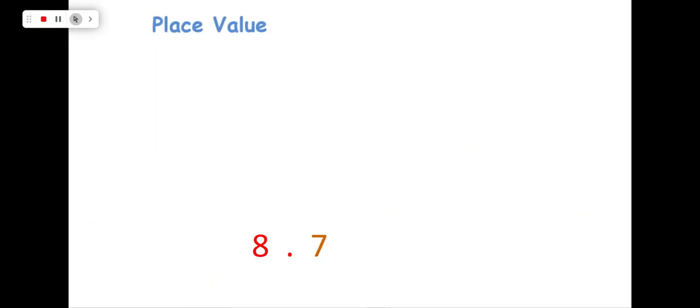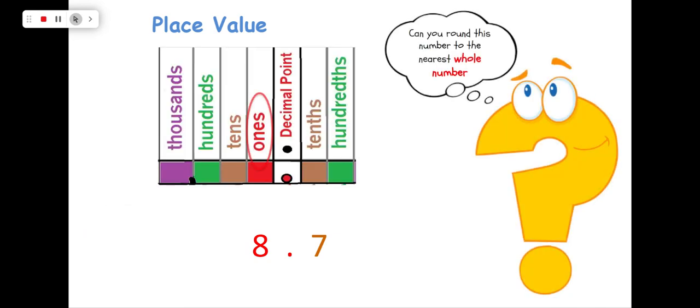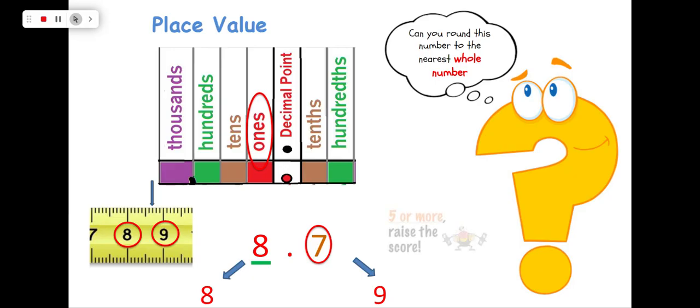Now what about 8 and 7 tenths? 8 and 7 tenths is a decimal, and if we wanted to round that to the nearest whole number, it would be between 8 and 9. Now, we would underline the digit in the place that we're rounding to, which is the ones place. We circle the digit to the right. We look at the digit to the right: 5 or more, raise the score. So that 8 becomes a 9.